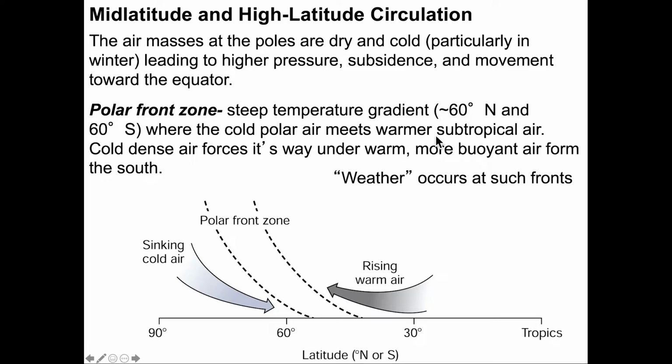The cold dense air, because it's cold, because it's dry, it's very dense, it's going to force its way like a bulldozer or a snowplow underneath the polar front zone. The cold, dry, dense air is going to ride underneath the rising warm air, force that warm air up, and we're going to get mid-latitude cyclones, high-latitude cyclones.